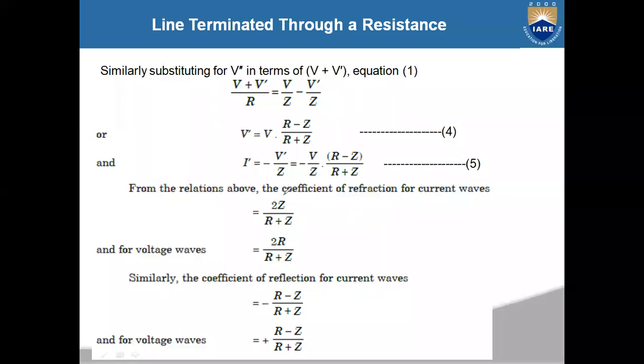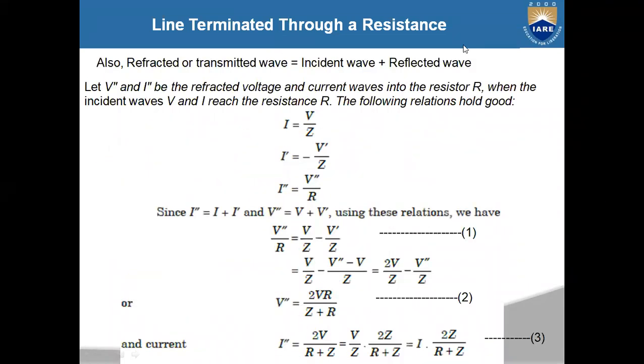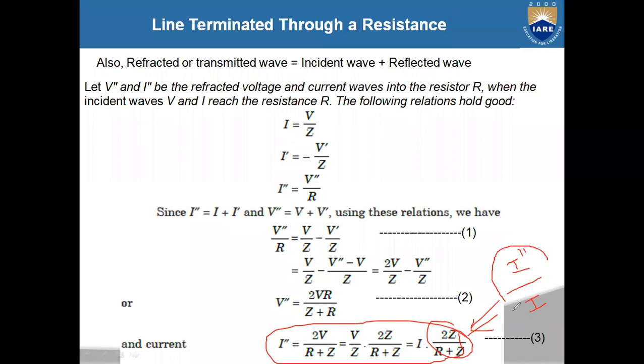So now from those relations, the coefficient of refraction, which you can also call the transmitted coefficient. If you take the current wave first, what is the refracted current wave? This one, from equation number 3. If you write the ratio of I double dash by I, you will get 2Z by R plus Z. This ratio of I double dash by I is called the transmitted coefficient, or the refracted coefficient. So the refracted coefficient for current wave is 2Z by R plus Z.